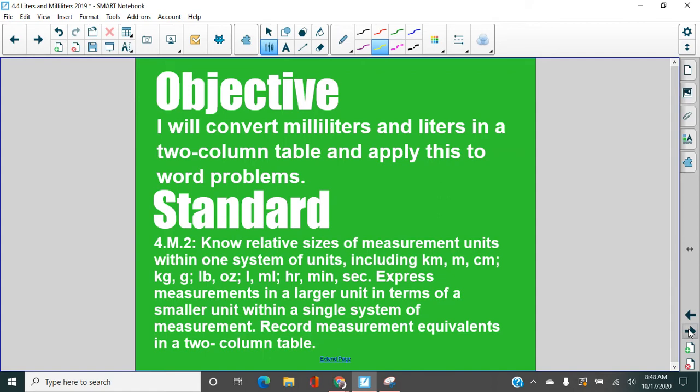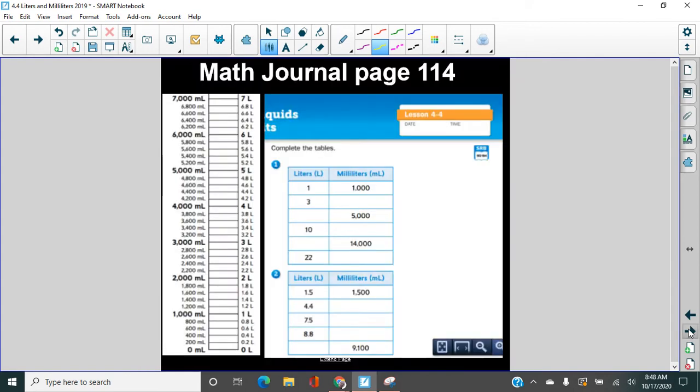Converting milliliters and liters. There's going to be a 2-column table. All right, let's go ahead and open up to Math Journal page 114, and let's just do one or two of these together. So I think we'll know how to do this one. Let's look down here. So 4.4, we'll be able to find that on the chart. But 8.8, well, 8.8 isn't on the chart.